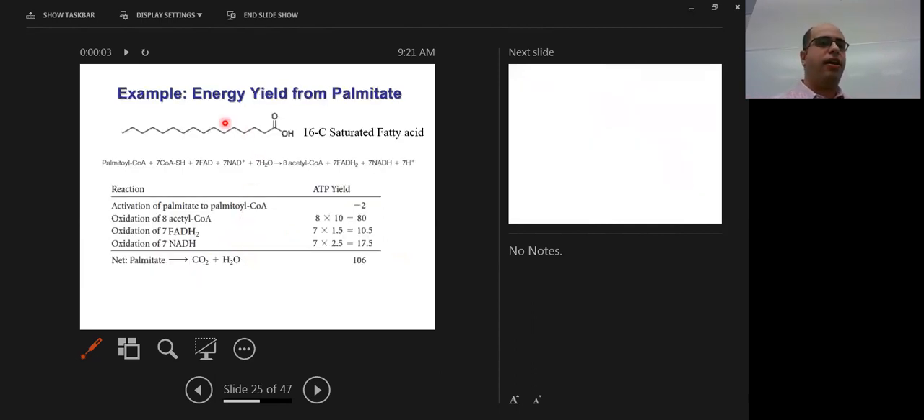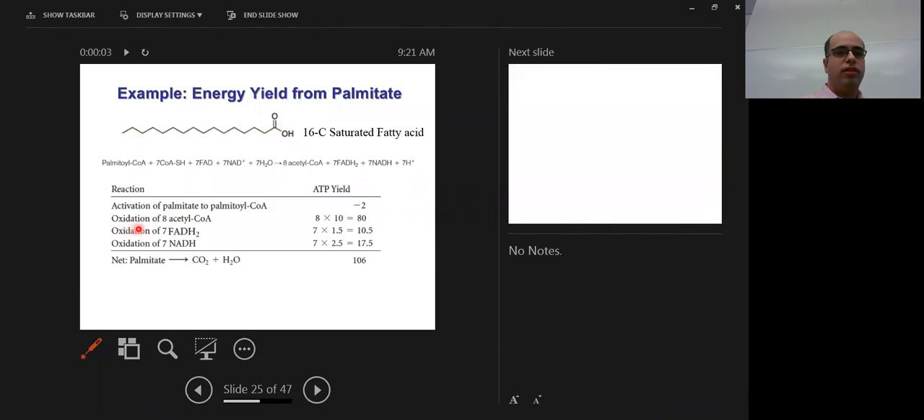So looking at the energy yield from beta oxidation, we're going to start with a fatty acid called palmitate. This is a 16 carbon saturated fatty acid, so there are no double bonds. We can go through beta oxidation. For full oxidation of this molecule, we'll go through the beta oxidation pathway 7 times. The initial activation of the palmitate costs about 2 ATPs.